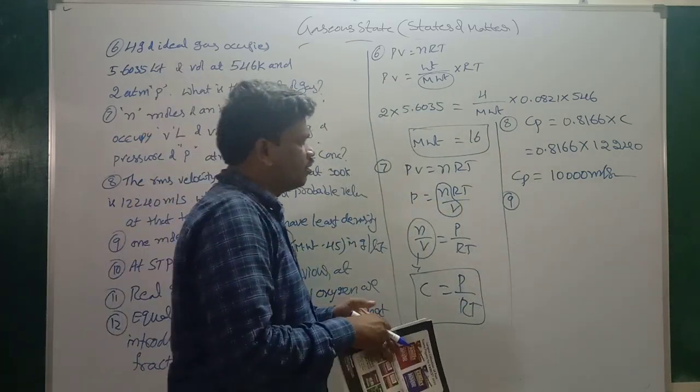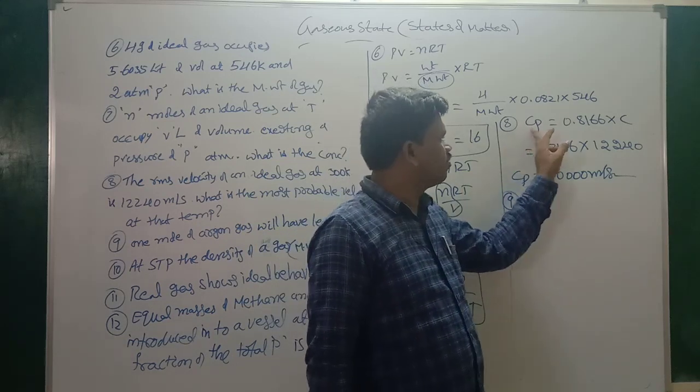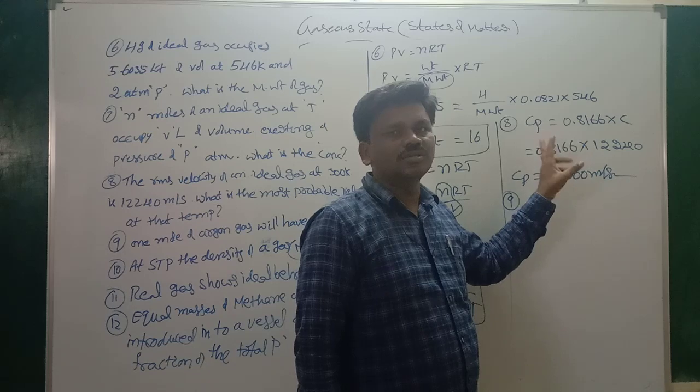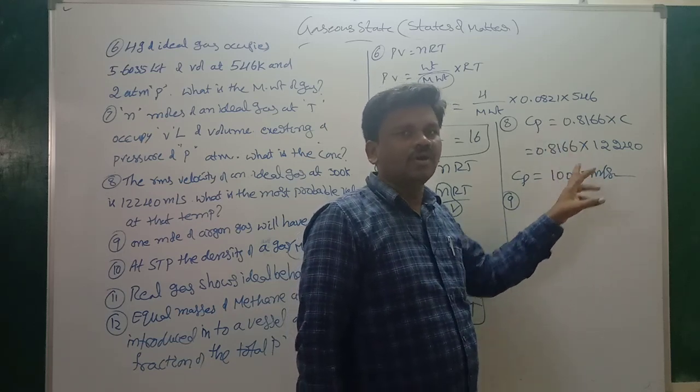First of all, find out the relation between most probable velocity and RMS velocity. Most probable velocity is equal to 0.8166 into RMS velocity.